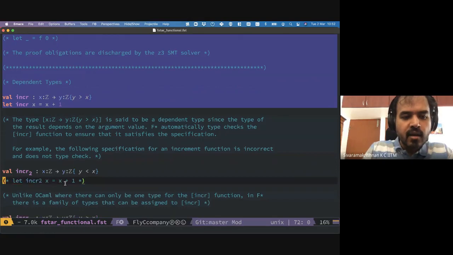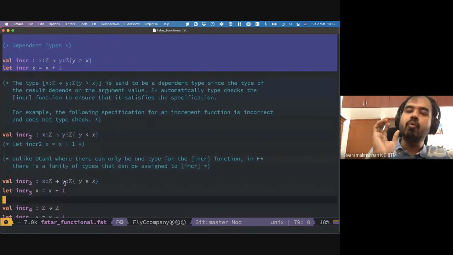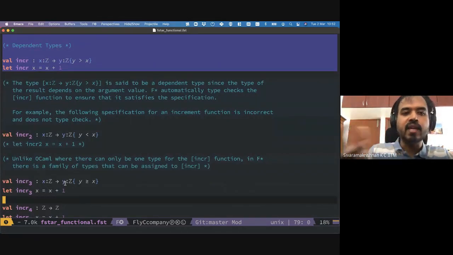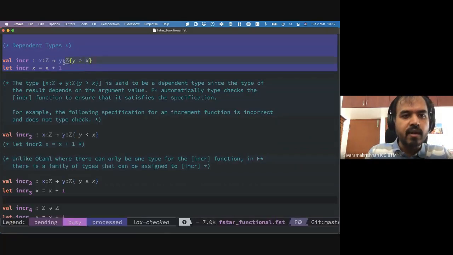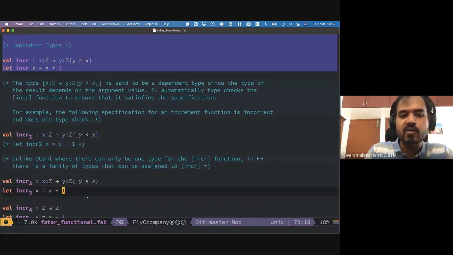Unlike OCaml, where there is one best type for any function, we can have many types for the same function. So this y greater than x is one correct type. You can also say y is greater than or equal to x, right? That is also correct. I'm not saying anything wrong. I'm just saying that this increment function here is going to return a value which is greater than or equal to the input value.